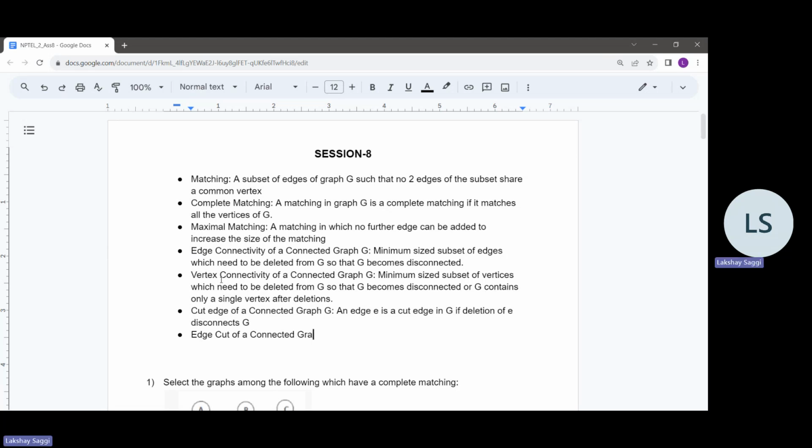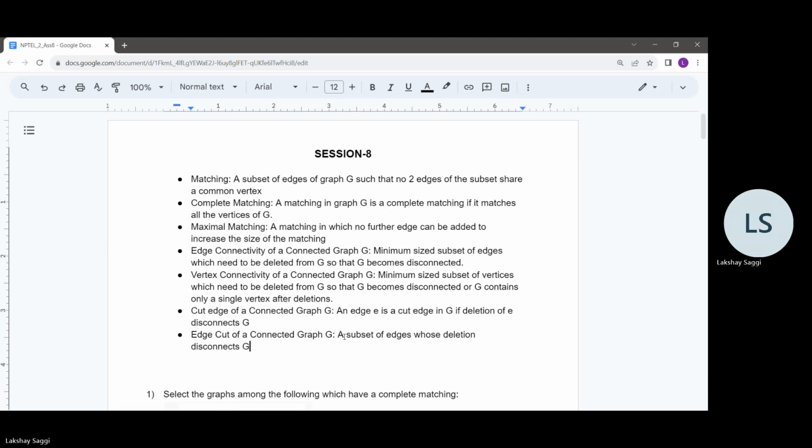Note that these are two different things. Earlier I defined a cut edge. Now I'm defining an edge cut. An edge cut is nothing but a subset of edges of G whose deletion disconnects G. So a subset of edges whose deletion disconnects G is an edge cut.